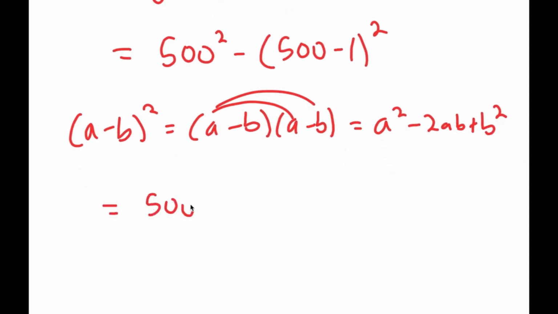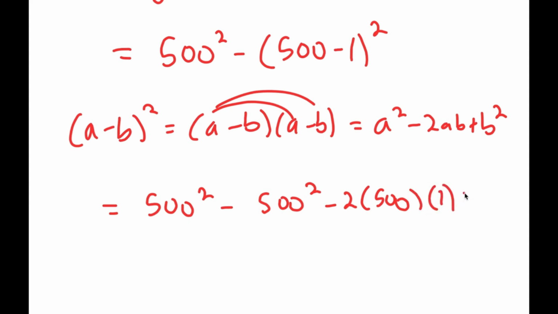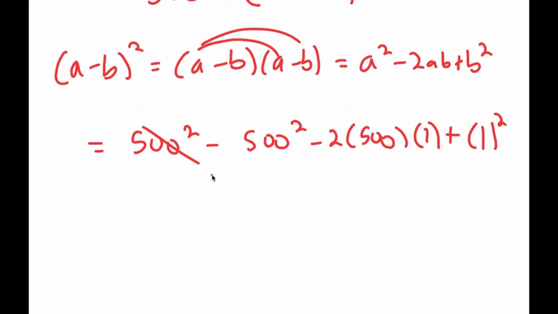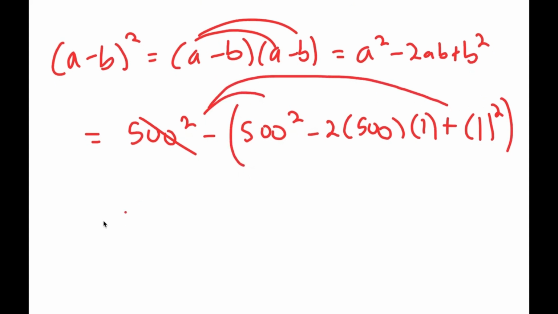So this is going to turn into 500 squared minus 2 times 500 times 1 plus b squared, which is 1 squared. So these two cancel out. However, this is actually going to be in parentheses. So the negative sign distributes.